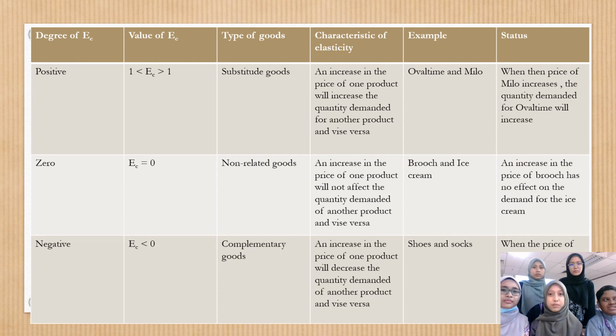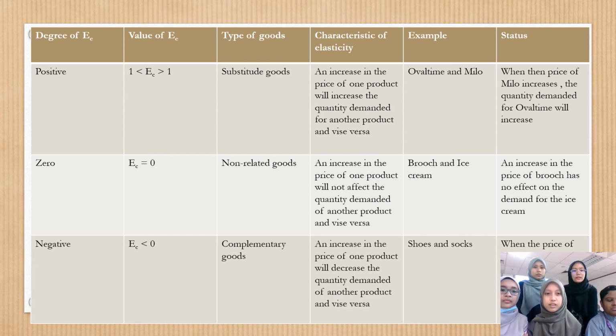Example: butter and margarine. When the price of butter increases, the quantity demanded for margarine will increase. EC equals 0: non-related goods. An increase in the price of one product will not affect the quantity demanded for another product and vice versa. Example: bread and ice cream. An increase in the price of bread has no effect on the demand for ice cream.